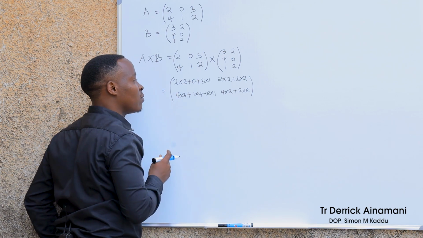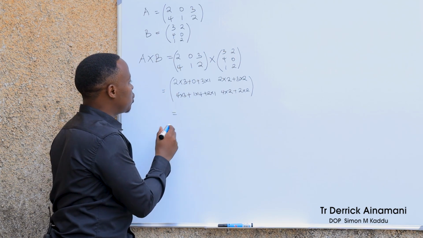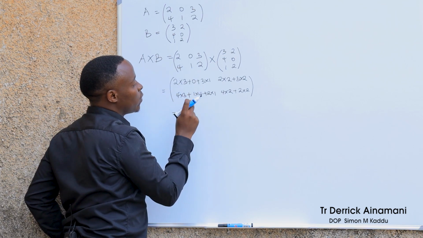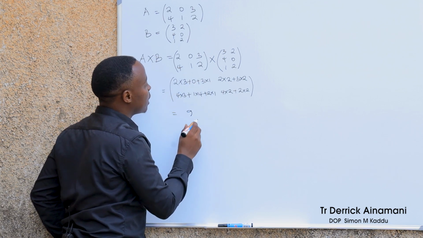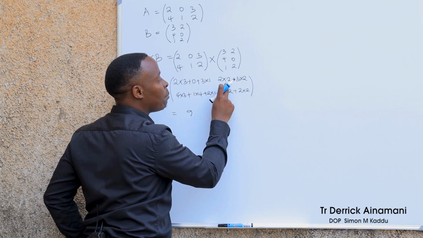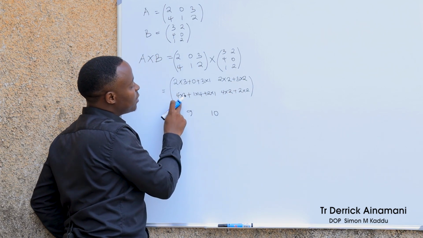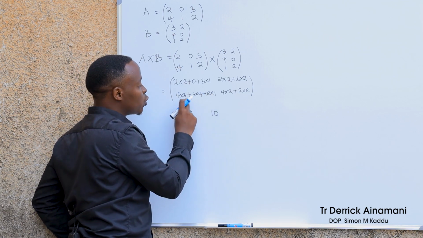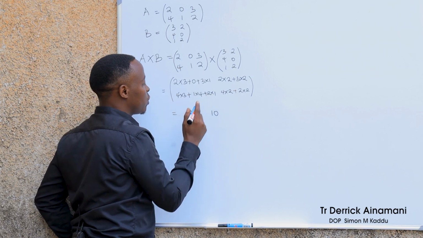Very easy. Someone tells you math is hard, it's just bias. Math is very simple. Now, let's continue. 2 times 3 is equal to 6, 0, 3 times 1 is 3. So 6 plus 3 is 9. 2 times 2 is 4, 3 times 2 is 6. So 4 plus 6 is equal to 10. 4 times 3 is 12. 1 times 4 is 4. 2 times 1 is 2. So 12 plus 4, that is 16. 16 plus 2, that is 18.